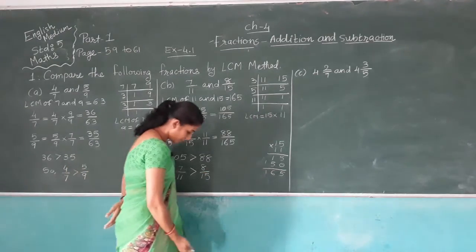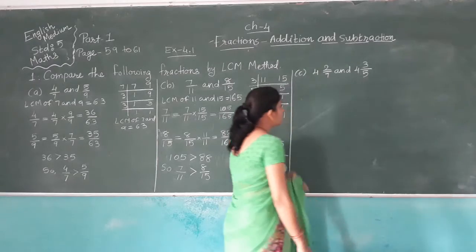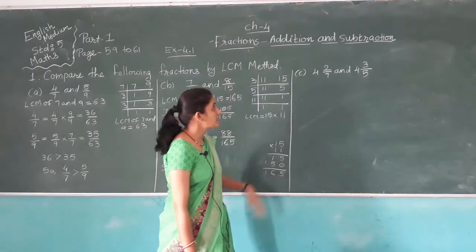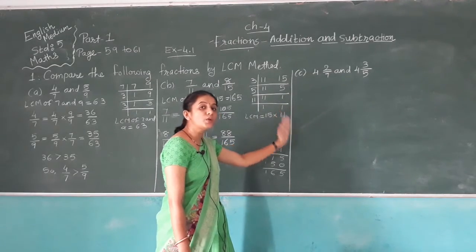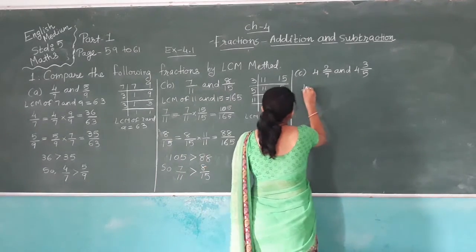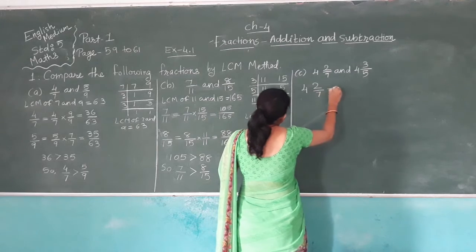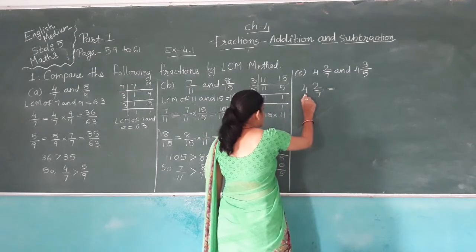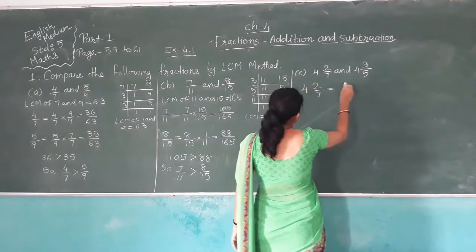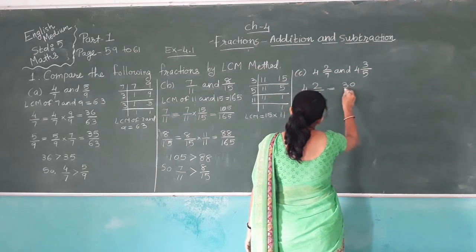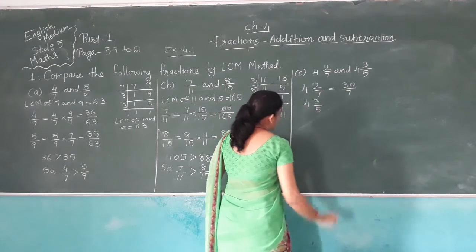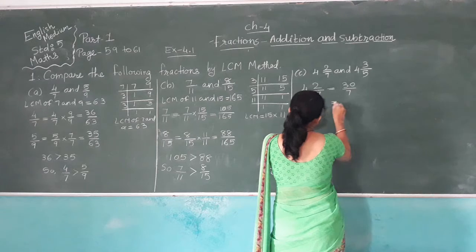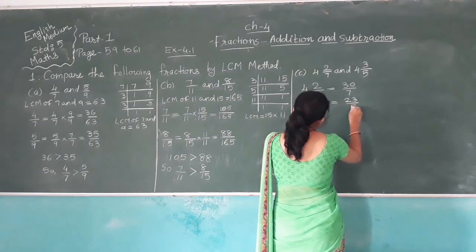Look here. Here are given mixed fractions. So first we convert the mixed fractions to improper fractions. So 4 and 2 out of 7 is equal to 7 fours are 28 plus 2, 30 out of 7. And 4 and 3 out of 5: 5 fours are 20, 20 plus 3, 23 out of 5.